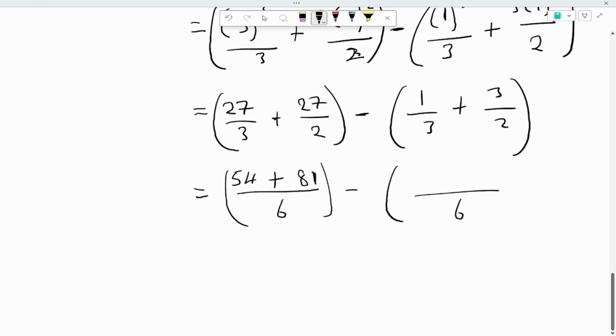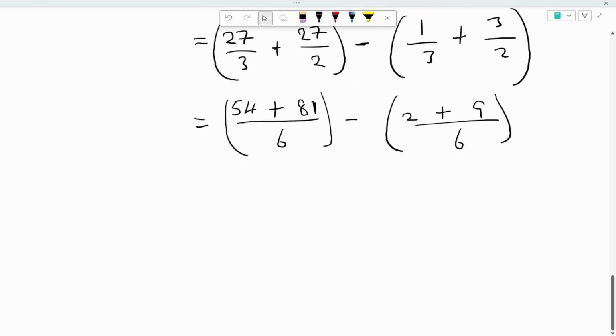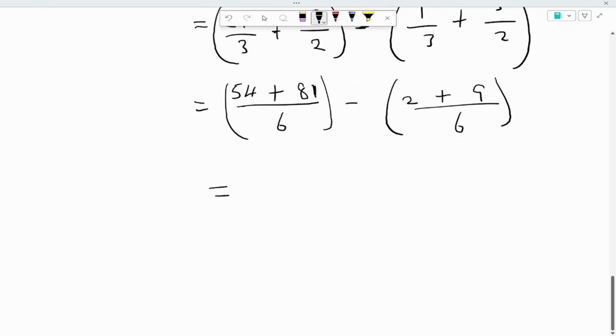6 divided by 3 is 2. 2 times 1 is 2 plus 6 divided by 2 is 3. 3 times 3 is 9. You can remain in your bracket. So then, what happens next is that you add up the numerator, and that will give you 100, and this plus this is 5, and then 8 plus this is 13. 135 all over 6. Then you can forget the bracket issue. Now this plus this, 2 plus 9 is 11 all over 6.